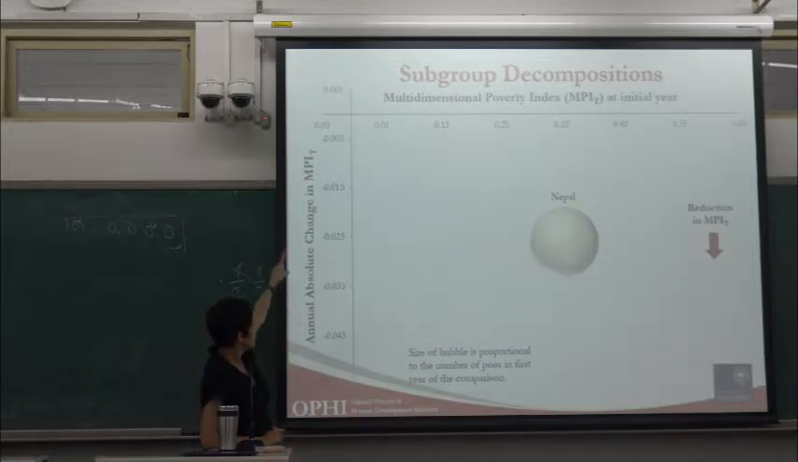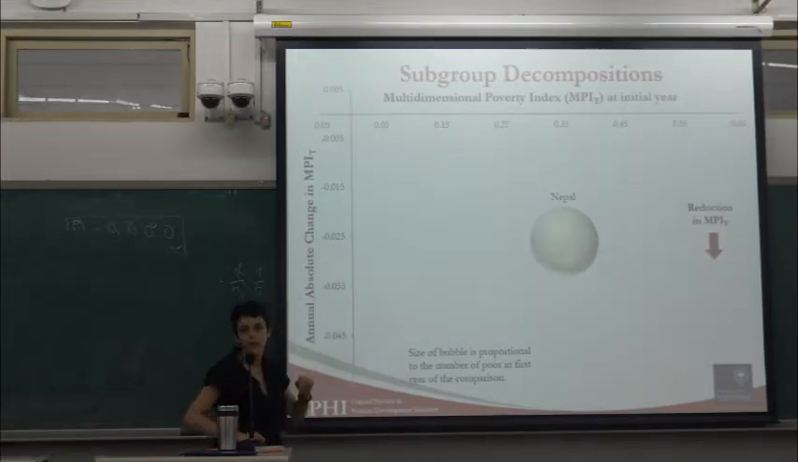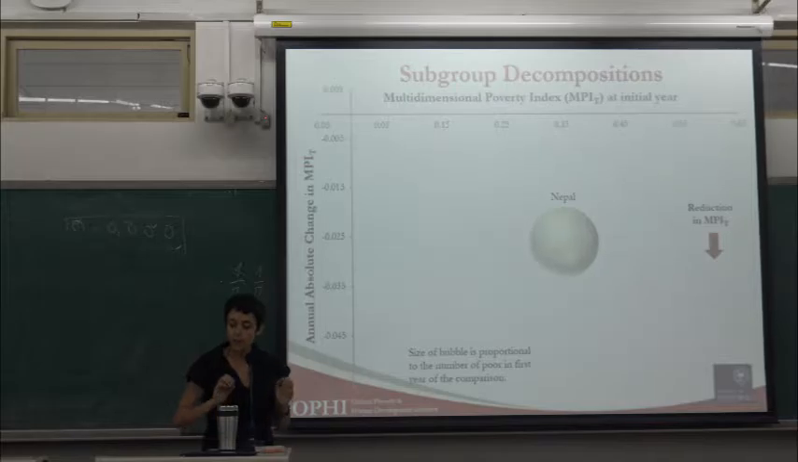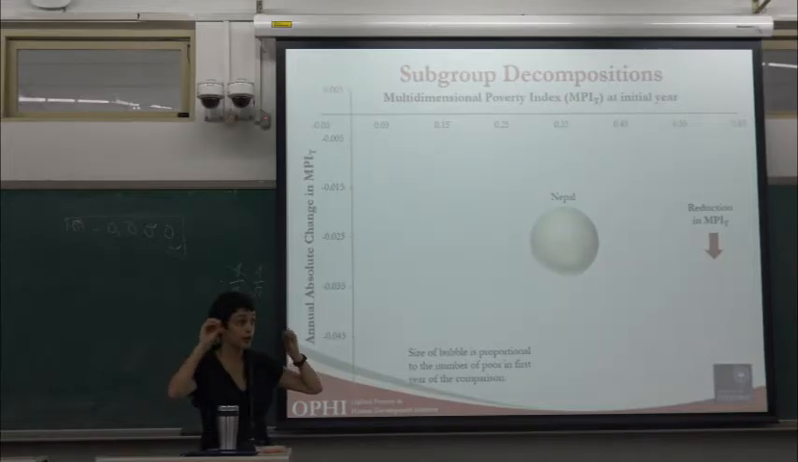On the vertical is the absolute reduction. It was 0.03. But now we can look, as you've probably already done in the groups, and compute the MPI for each of the regions of Nepal. Let's see if toward the poorest regions we have higher reductions or not. Why? Just to have an idea if we are converging.